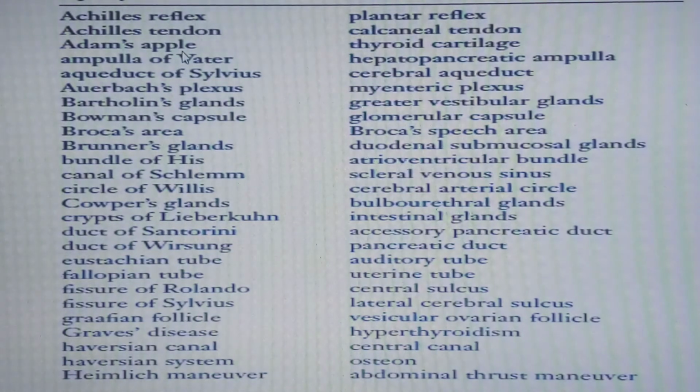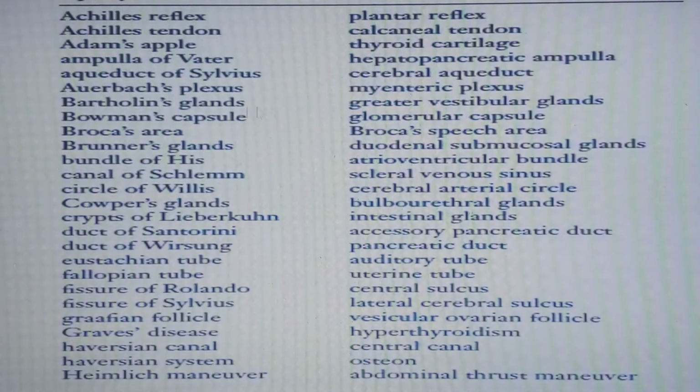Adam's apple is the thyroid cartilage. Ampulla of Vater is the hepatopancreatic ampulla. We'll be looking at all these ones. The aqueduct of Sylvius is the cerebral aqueduct. Auerbach's plexus, that's the myenteric plexus, in between, of course, the inner circular and outer longitudinal muscle layers when you look at the gastrointestinal tract.